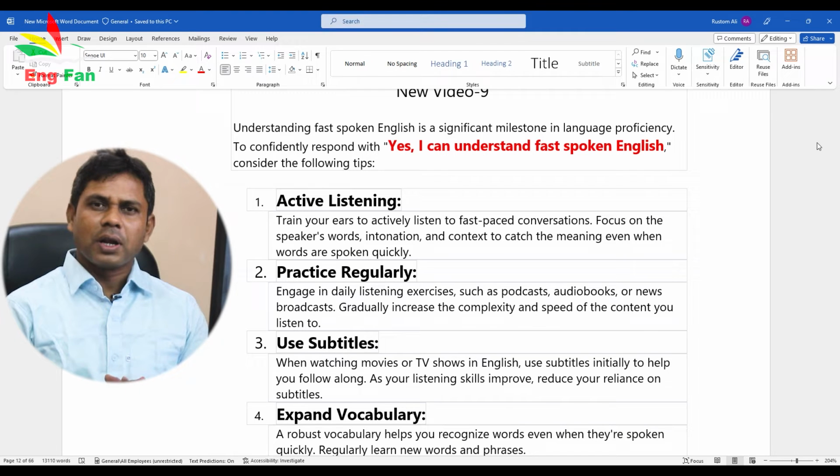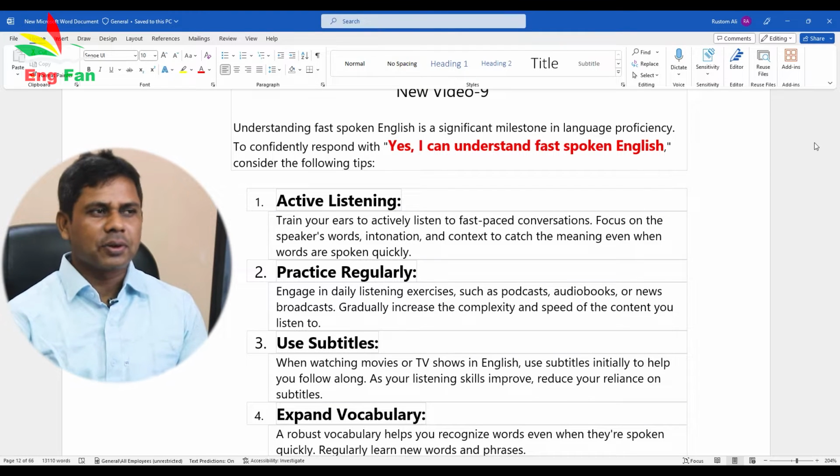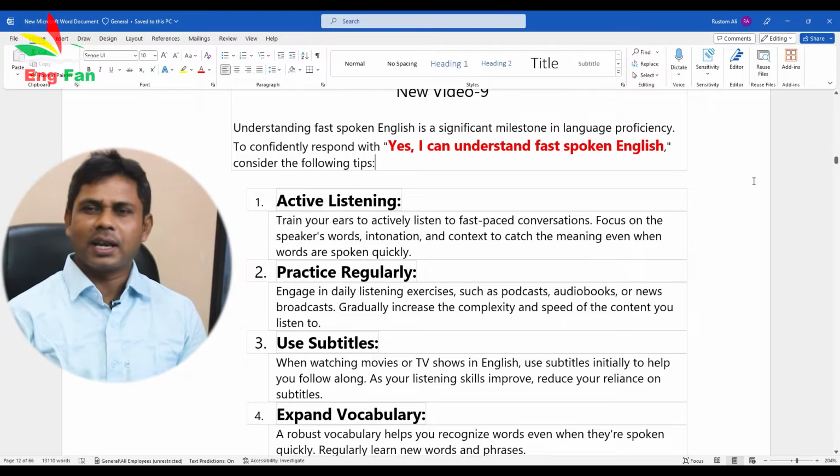Hello everyone, welcome to English Fun. Today I'm going to introduce: understanding fast spoken English is a significant milestone in language proficiency.